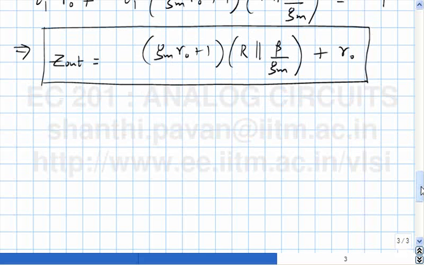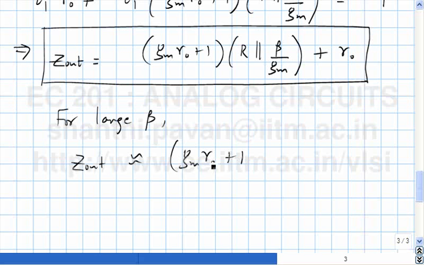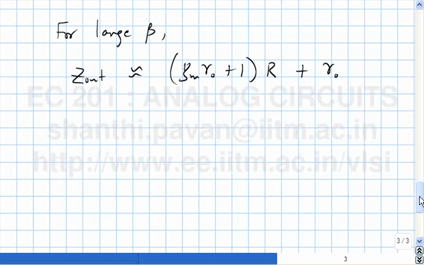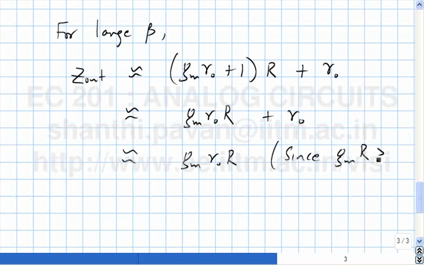Beta is very large. What do you see? Z out is approximately, if beta tends to infinity, what is this? Gm R0 plus 1 times R plus R0. So what do you expect for Gm R0? Will it be a small number or a large number? A very large number, which is approximately Gm R0 times R. And if you want a good voltage controlled current source, then you will choose Gm R to be much greater than 1.